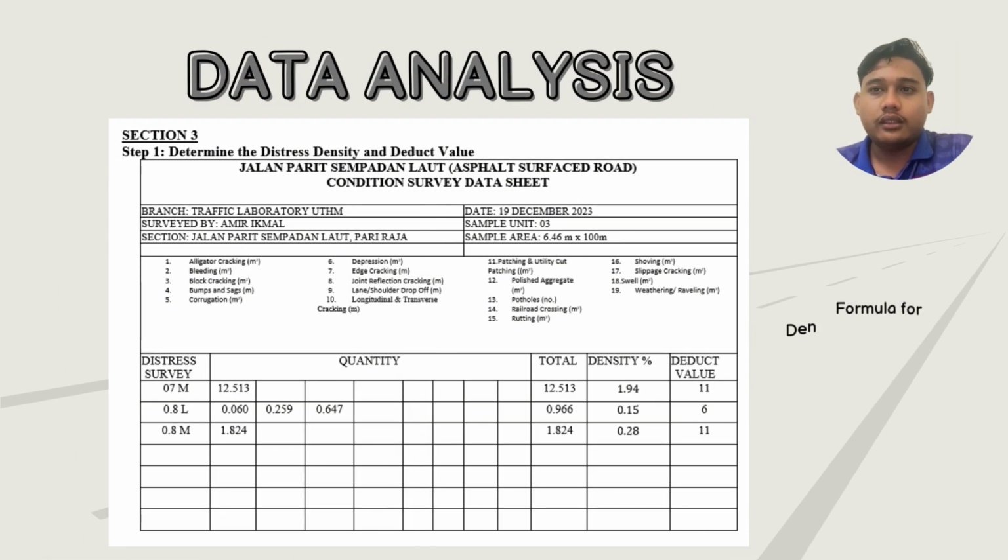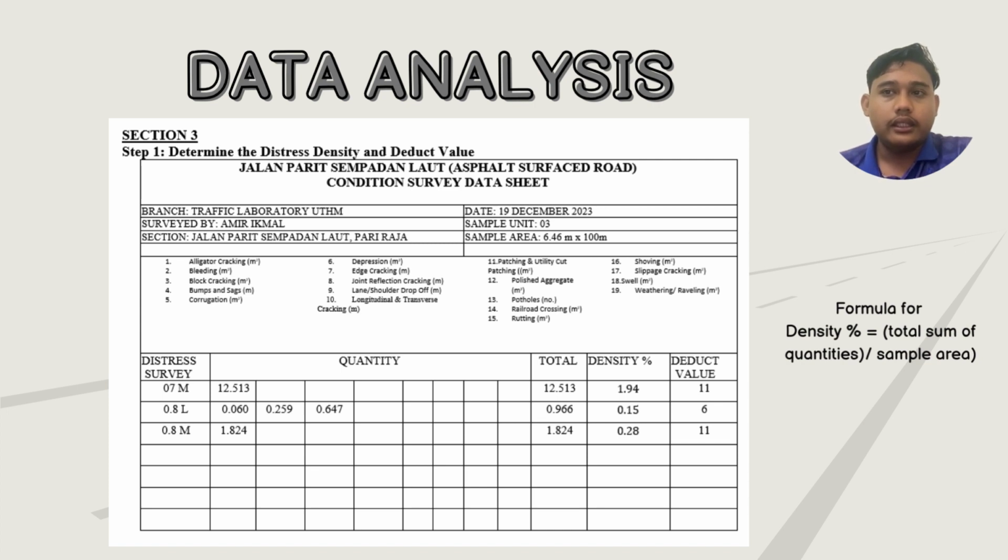So for section 3, the step is the same as section 1. The first step is determine the distress density and deduct value. The distress we get from this road is alligator cracking and joint reflection cracking. For joint reflection cracking, we have two types, low and medium.